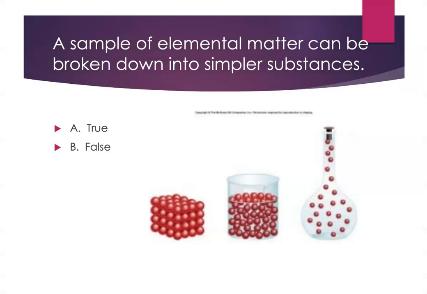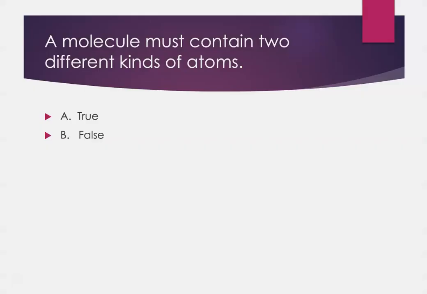So let's do some true false. Let's do some practice and see how we're doing with this. So I'm going to pose a question, pause, think of your answer, and then we'll go on and check. A sample of elemental matter can be broken down into simpler substances. True or false? The answer? It's false. There's only one kind of substance there, and we can't do anything more.